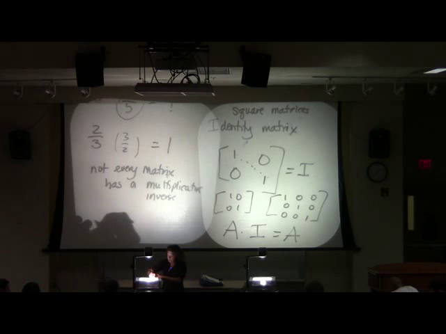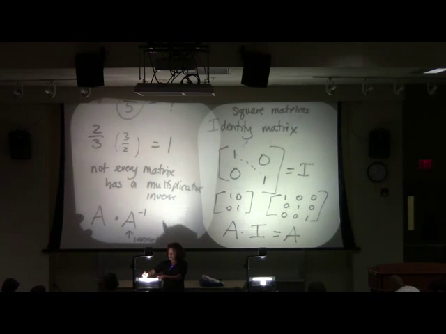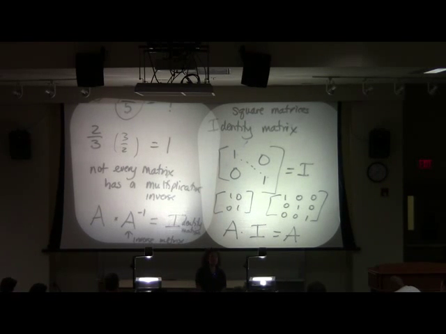But essentially what I want to say is if you have a matrix A, if he has an inverse matrix, this is how we show the inverse matrix. The beautiful thing about that is when you multiply them, you get your identity matrix. And your identity matrix essentially serves as the number 1.